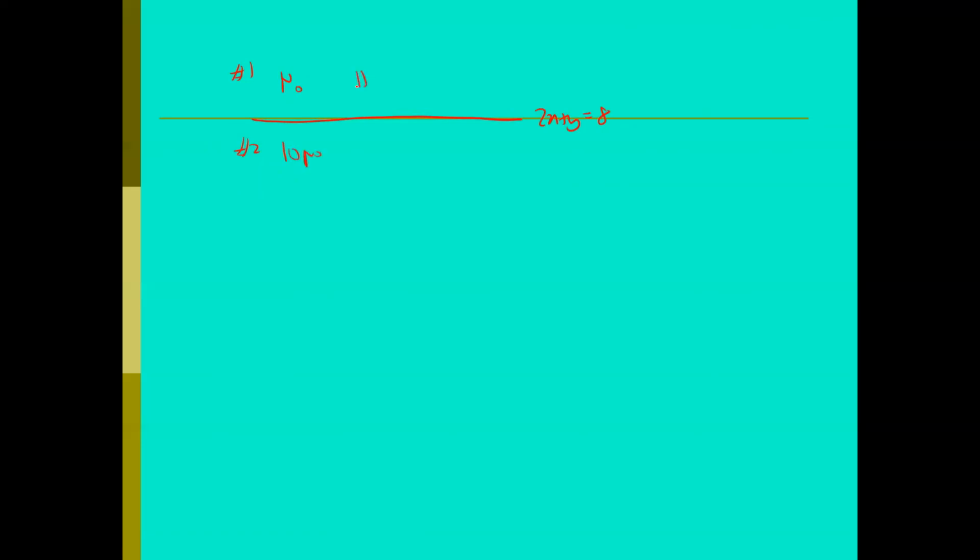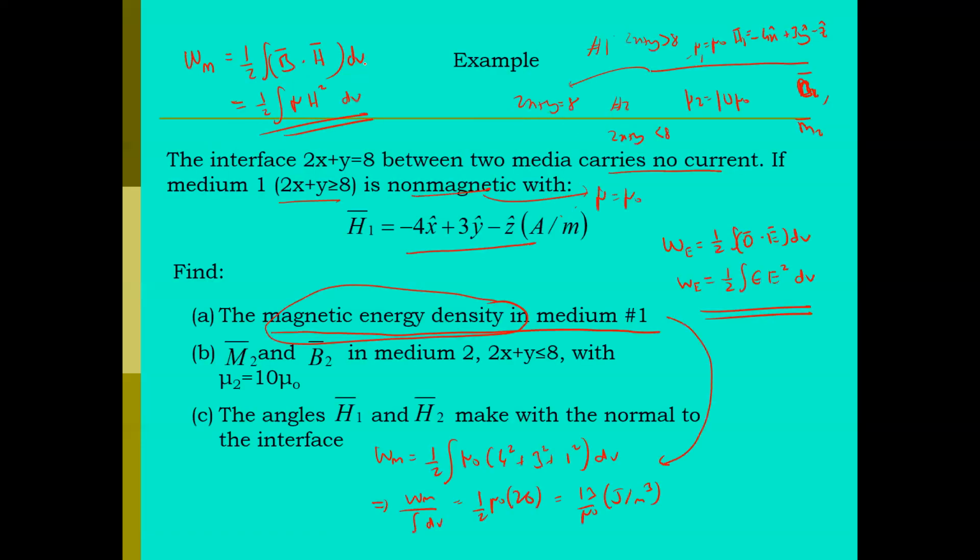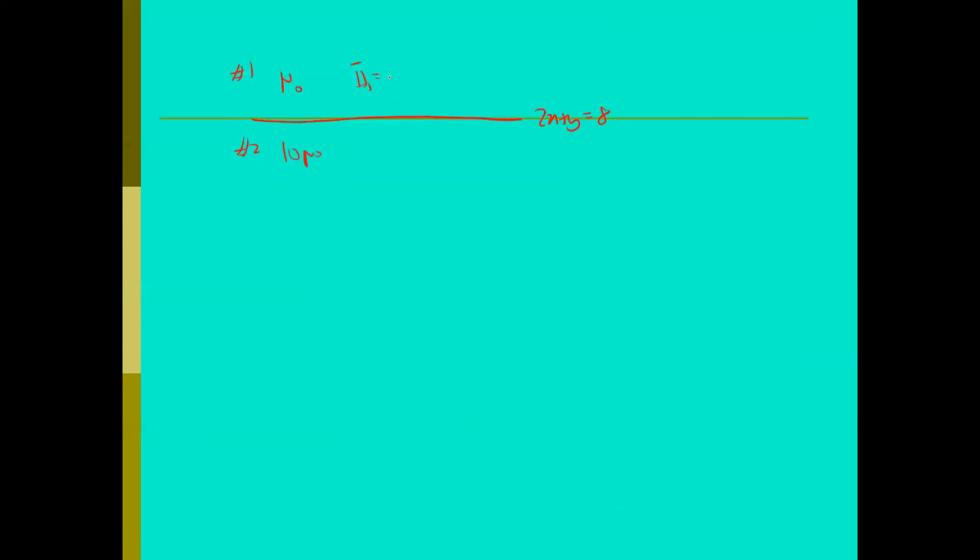For the H1, it is given by negative 4x plus 3y minus z. So your task is to find out what should be the M2 and B2 in the second medium. Basically, we need to find the H2 first. Once you find the H2, you can find the M2 and you can find the B2 later on.